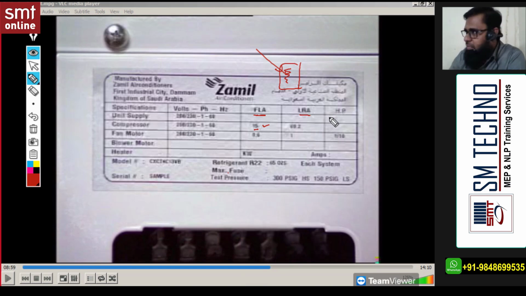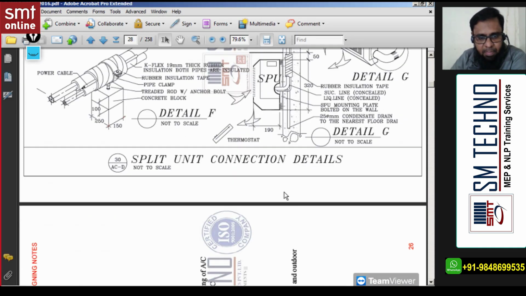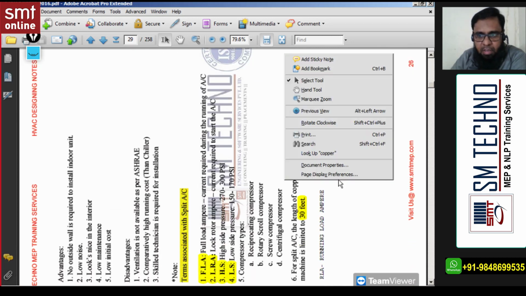Starting current is more required, and I think you can notice this whenever you switch on the refrigerator or AC, you'll find some fluctuation when you start, because starting current is more. When it starts, then it will be normal. So usually starting current is 19.2. So LRA is more than FLA. Then HP is a power. Similarly, some more information is given in the notes. Like you see all these points, you can find on page number 26.